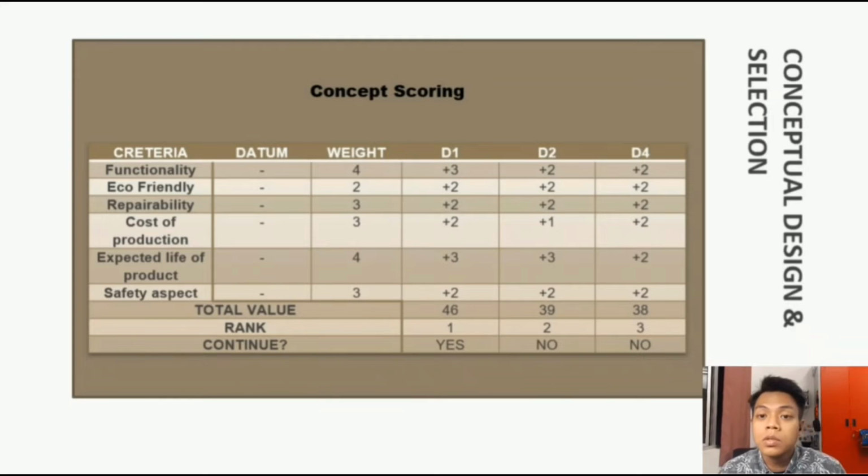And for the result of the scoring chart, concept design 1 was the one that best met the design criteria. Concept 1 was chosen because it had the maximum value compared to concept designs 2 and 4. Design 1 was chosen because it is straightforward and easy to use for everyone compared to designs 2 and 4. It can be placed anywhere and people will be able to easily recognize the smart bin as the usual bin. And that's all for me.